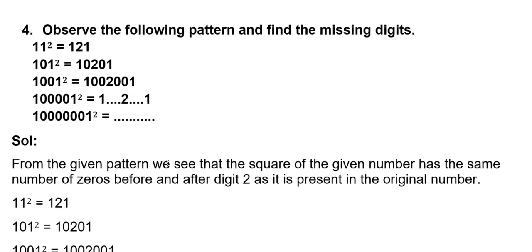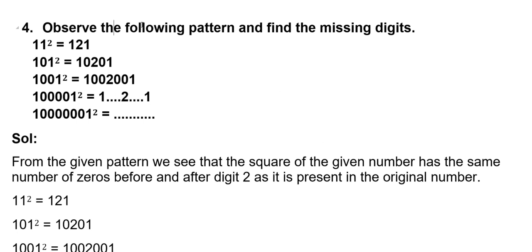Okay. Fourth one. Observe the following pattern and find the missing digits. 11 square is equal to 121. 101 square is equal to 10,201. Like this. This is the pattern.